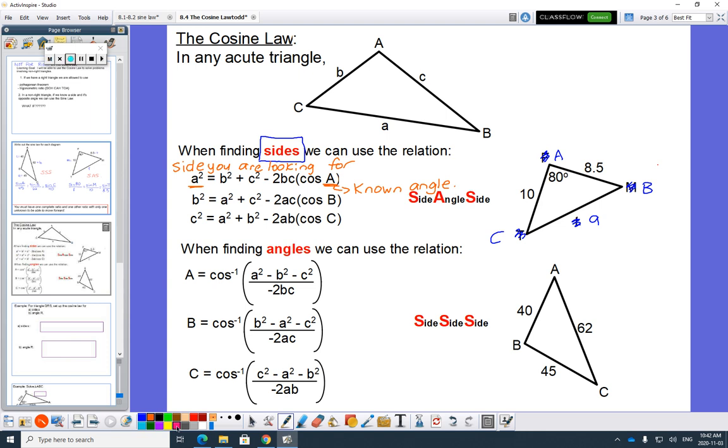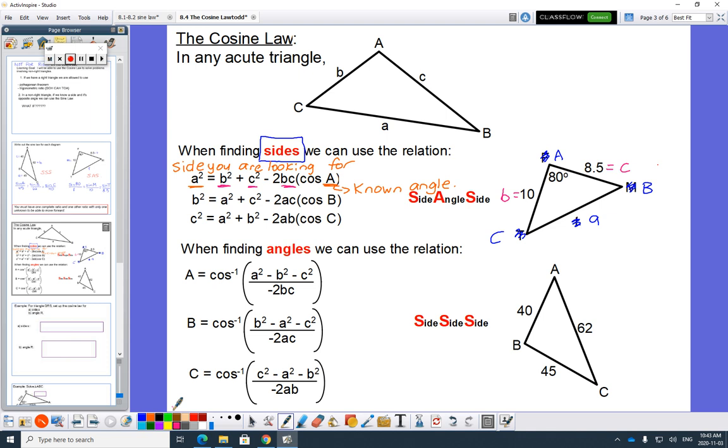Pick a different color if you have one. And we know side C. So b squared plus c squared, we have to know those because we don't know A, minus 2 times b times c times the cos of the angle we know, which is angle A. So the outside ones are the same and the inside ones are the same.